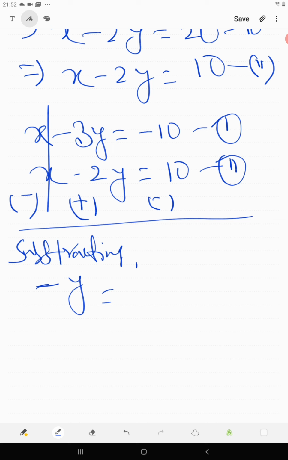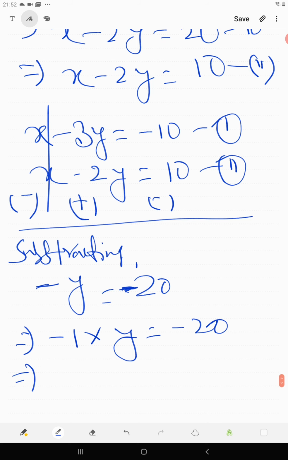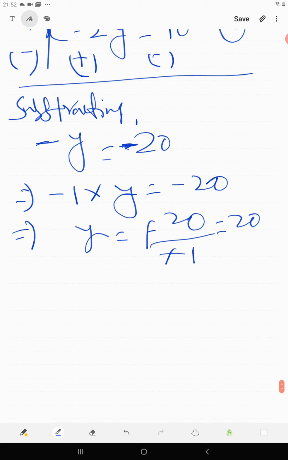minus 10 minus 10. Both are negative. So resultant will have minus. And then since both are of same sign, it will be added. So 10 plus 10 will be 20. Okay. Now minus y is nothing but minus 1 into y equals to minus 20. So y equals to minus 20 divided by minus 1. So minus minus cancel. We are getting y equals to 20.